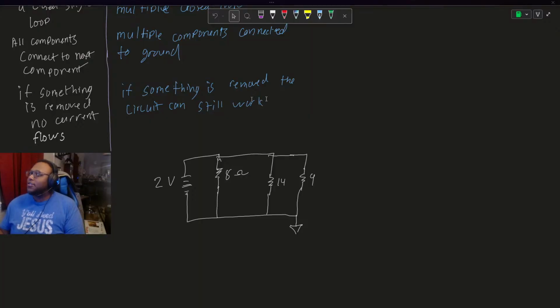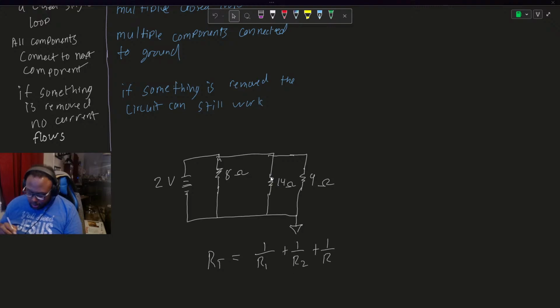So let's say we have this circuit here. We have a 2-volt power supply, an 8 ohm resistor, a 14 ohm resistor. I gotta make sure I use my units. Remember your units, chat. And a 9 ohm resistor. So if I were to run my circuit here, I would have to analyze the circuit. The first thing we're gonna do is figure out how much total resistance we have in the circuit. And the way you do that in a parallel circuit is you have your R total is equal to 1 over R1 plus 1 over R2 plus 1 over R3, all over RT.